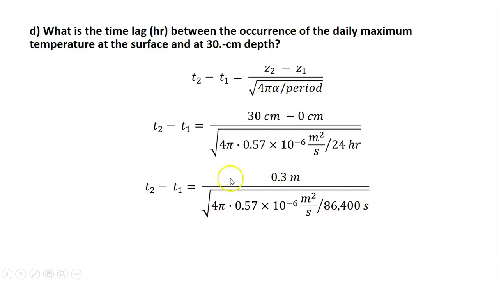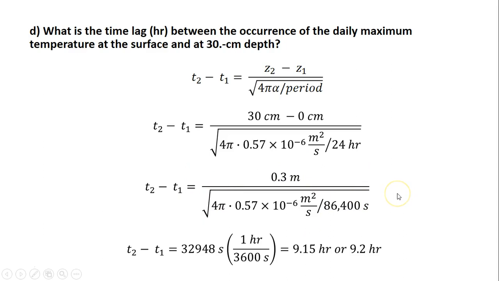You can easily solve this in your calculator, and when you do, you get an answer of 32,948 seconds. However, the question asks for the time lag in hours, so we need to convert this value in seconds to hours by dividing by 3,600 seconds. When we do this, we get a value of 9.15 hours, or 9.2 hours.